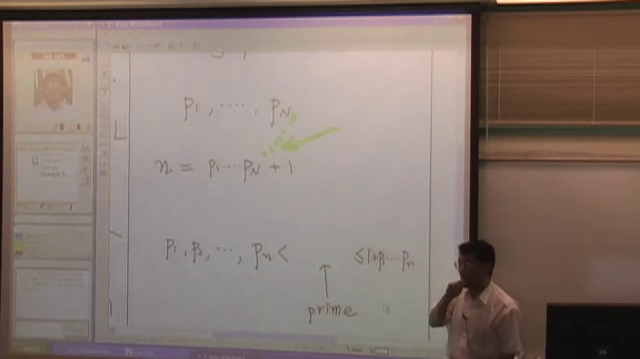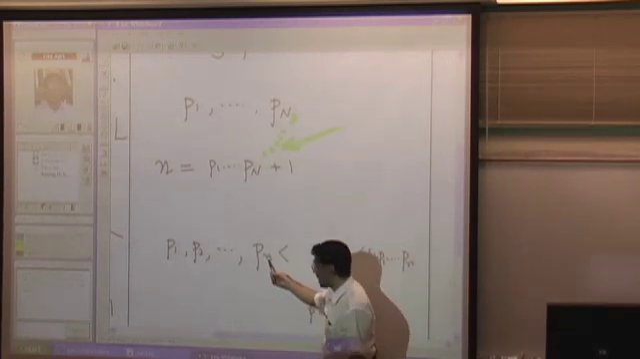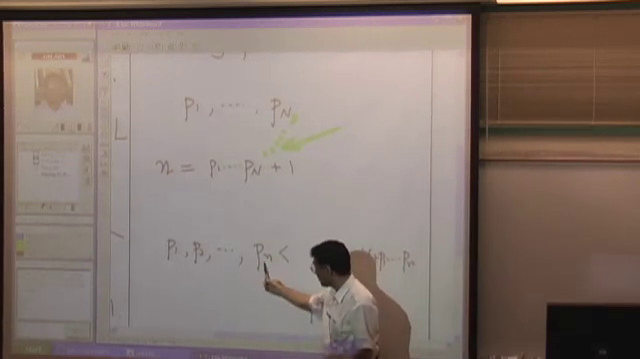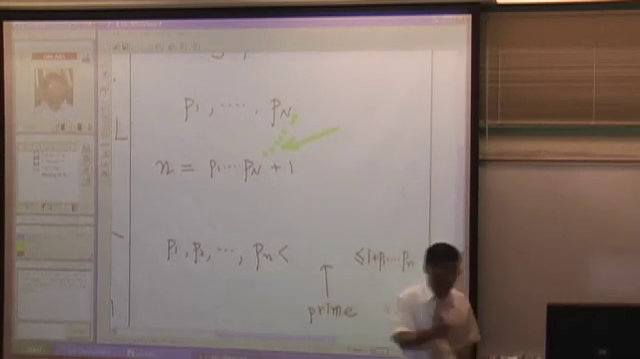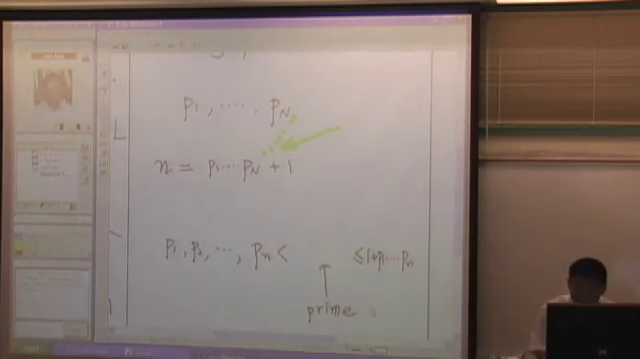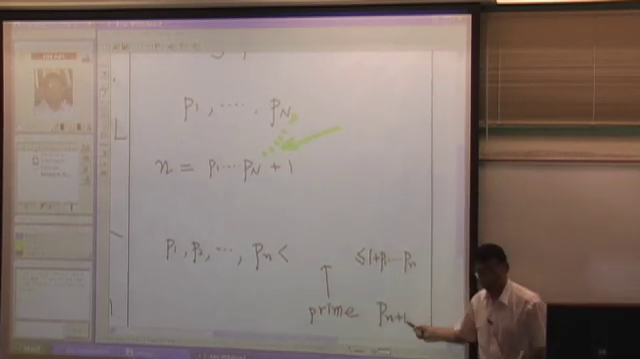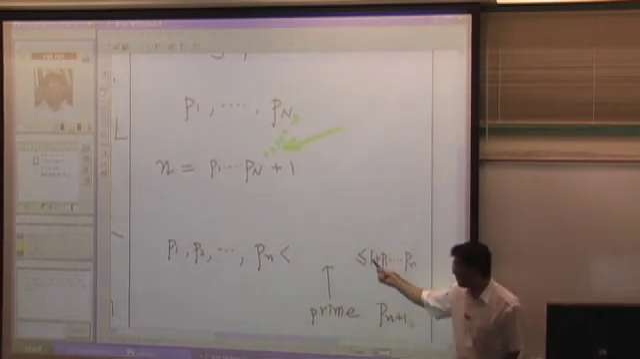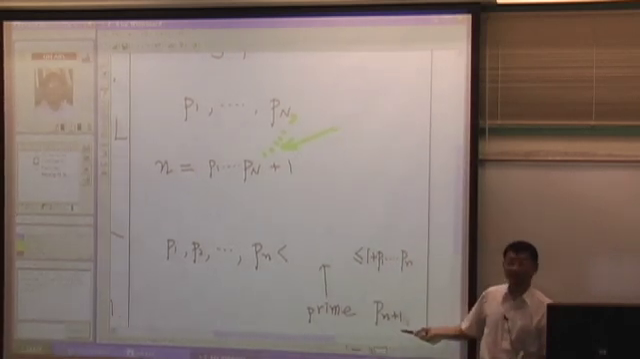Any questions? So take a look. P1 through Pn are primes, first through nth prime. Then the next prime, P sub n plus 1, should be less than or equal to this number. That's the claim. Do you get it or not?